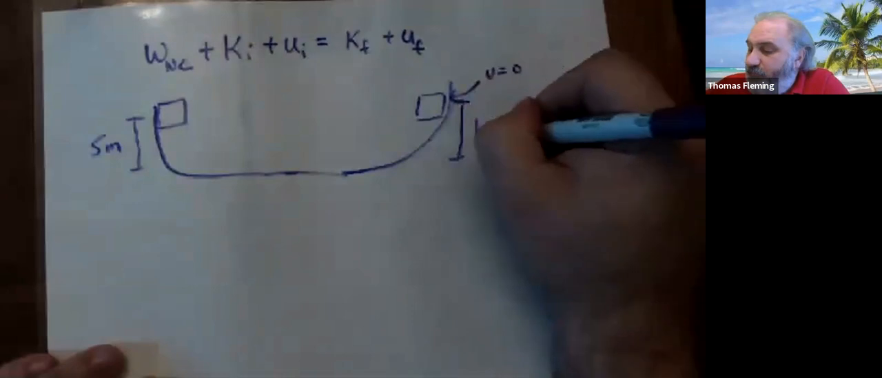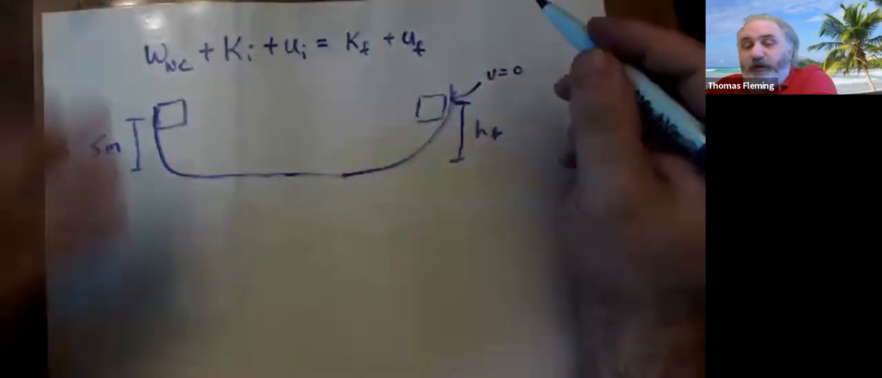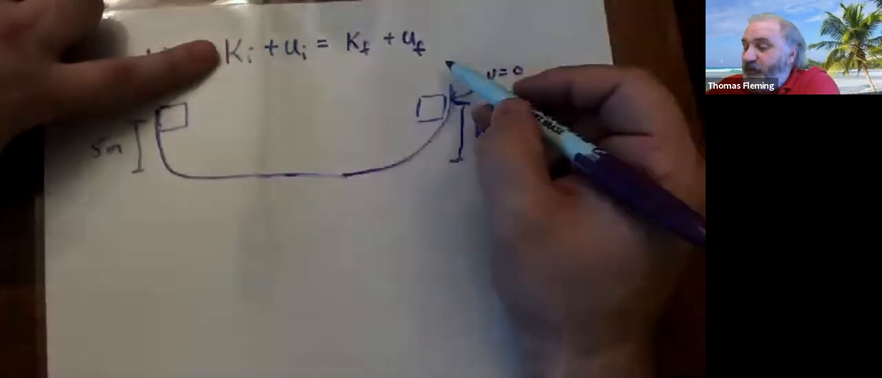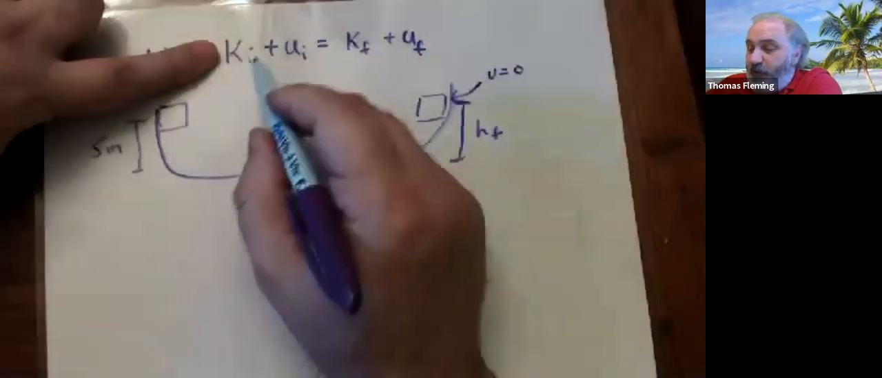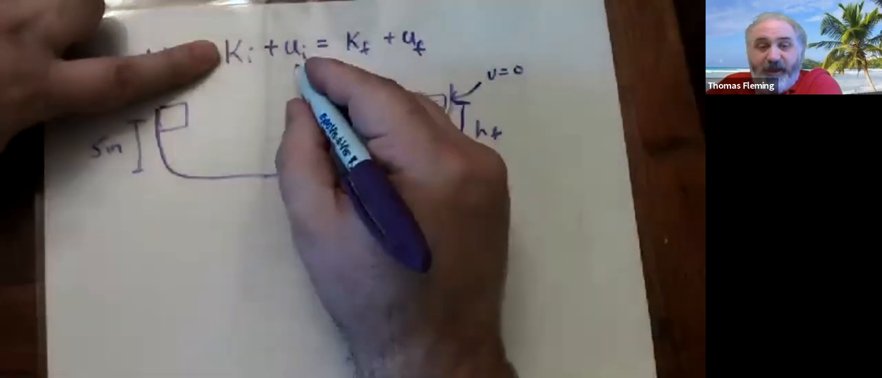I'd be solving for H final. And so if there were no non-conservative forces, I'd solve this. K initial, I'm starting from rest, would be 0. So I'd have 0 plus mgh.